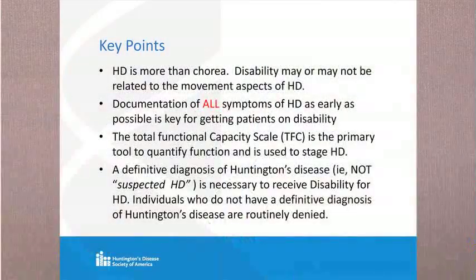So in documenting, you want to document the total functional capacity, because this is the primary tool that we use to quantify function, and it's also used to stage Huntington's disease. A definitive diagnosis of Huntington's disease, in other words, not suspected Huntington's disease, is necessary to receive disability for HD. So you want to clearly document that in your notes. Individuals who do not have a definitive diagnosis for Huntington's are routinely denied, and this is a major issue when people are clearly symptomatic and have the disease.